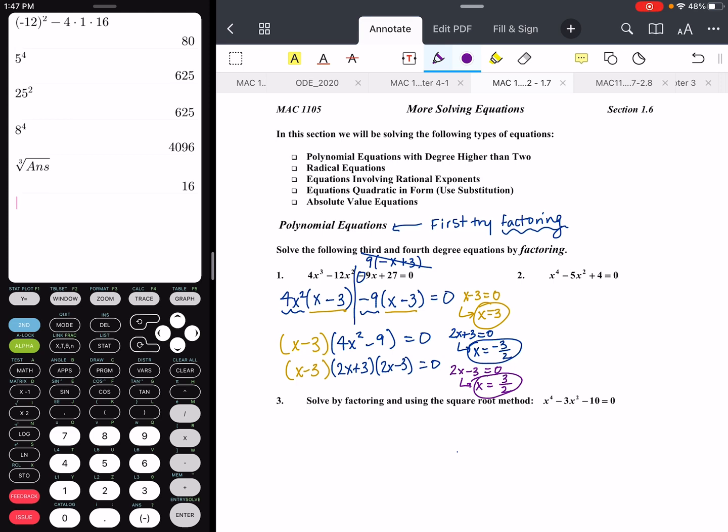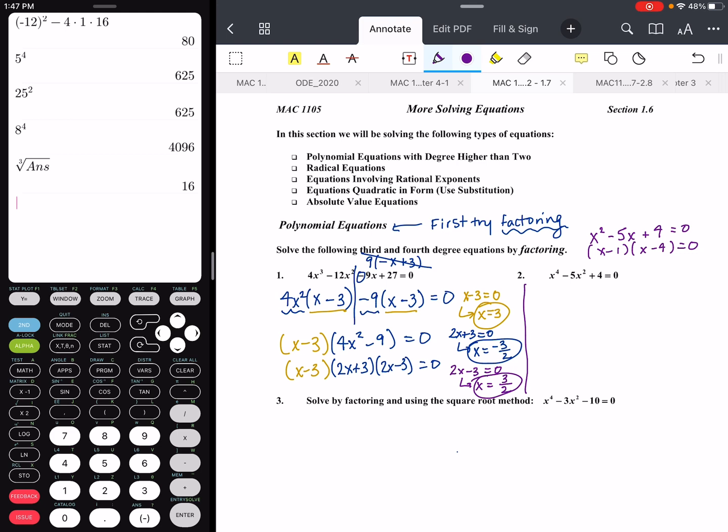When we get to number 2, we've got x to the 4th minus 5x squared plus 4 equals 0. So this is also not quadratic, but notice it's kind of got that same pattern as a trinomial that we would have factored back in the last section. So for example, if I had, instead of x to the 4th, if I had x squared minus 5x plus 4 equals 0, I would factor that as x minus 1 times x minus 4 equals 0. And then I would set each factor equal to 0 to get x equals 1 or x equals 4.